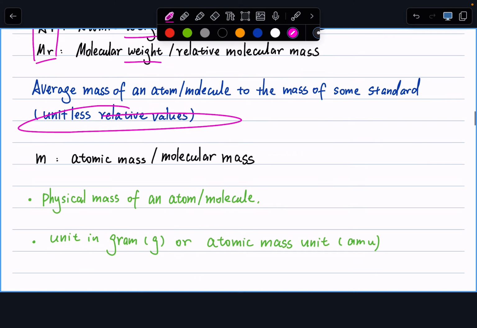Alternatively, if we refer to atomic mass and molecular mass, what we are saying is that these are the physical mass of an atom or a molecule. So these will have the same unit as your normal SI unit for mass, like gram, or you can use AMU, which is atomic mass unit. All right, a little bit jargon-like, but just bear with me.